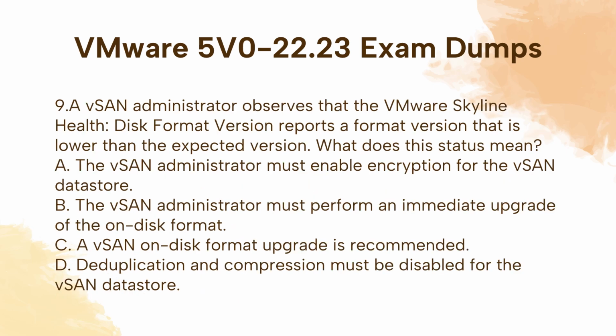9. A vSAN administrator observes that the VMware Skyline Health disk format version reports a format version that is lower than the expected version. What does this status mean? A. The vSAN administrator must enable encryption for the vSAN datastore. B. The vSAN administrator must perform an immediate upgrade of the on-disk format. C. A vSAN on-disk format upgrade is recommended. D. Deduplication and compression must be disabled for the vSAN datastore.